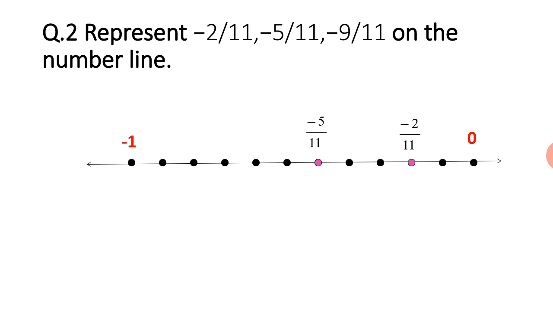-3 by 11, -4 by 11, then -5 by 11. -6 by 11, -7 by 11, -8 by 11, followed by -9 by 11. This is how you are going to represent the numbers on the number line.